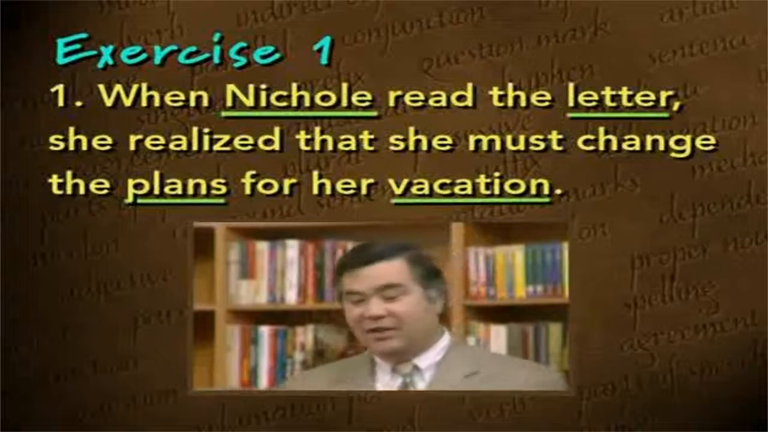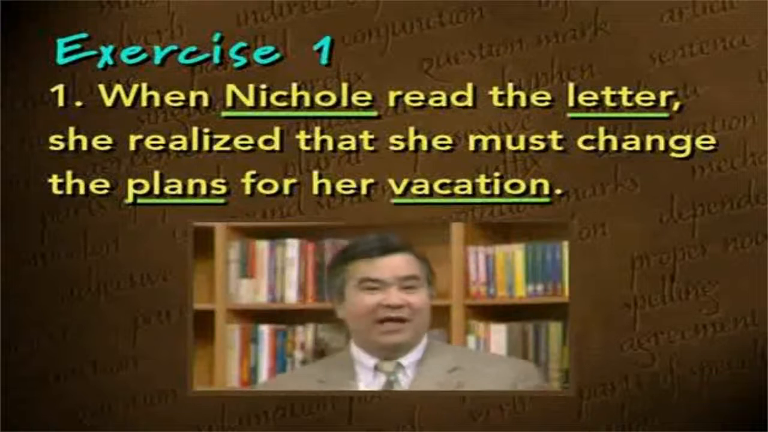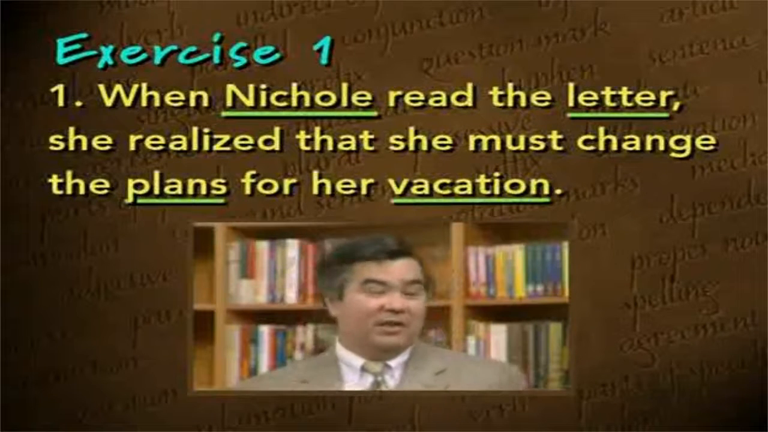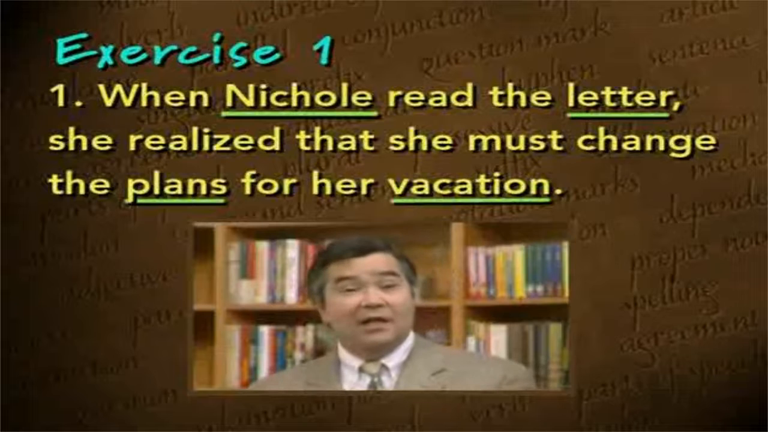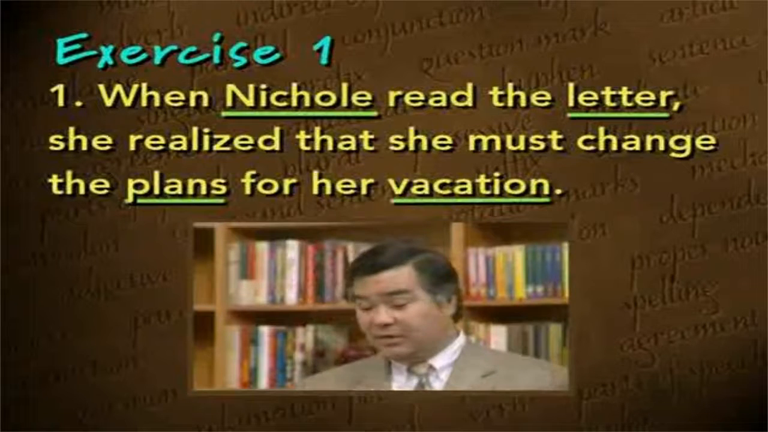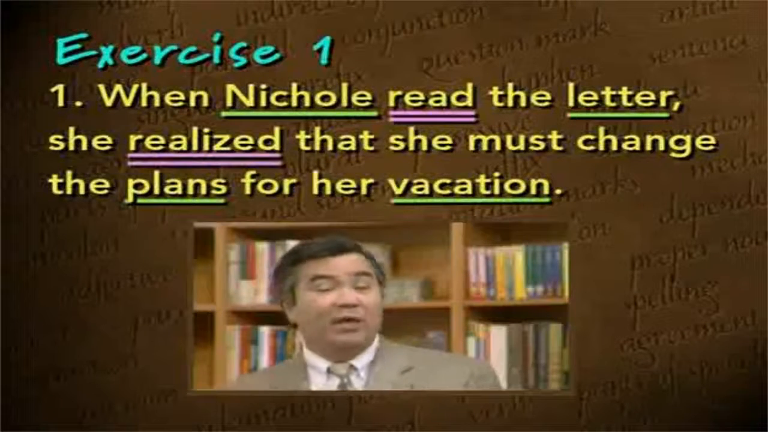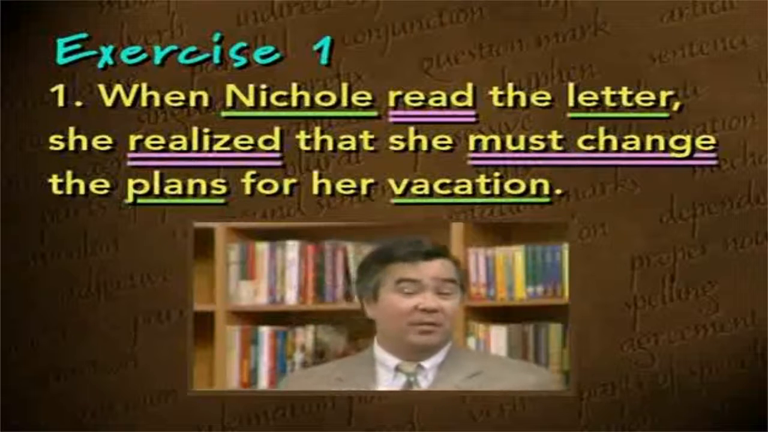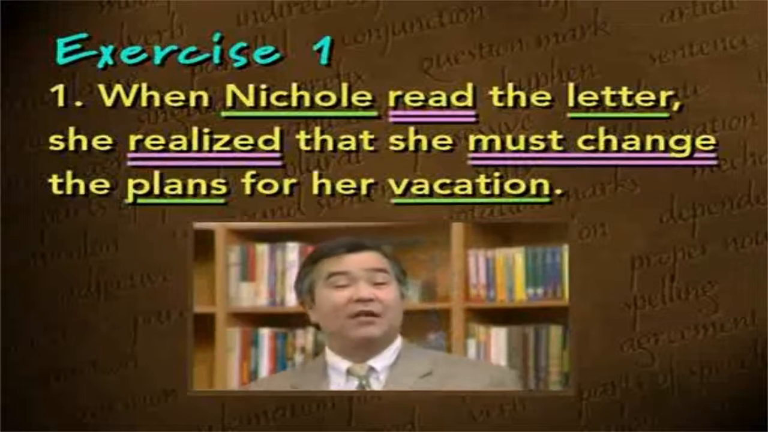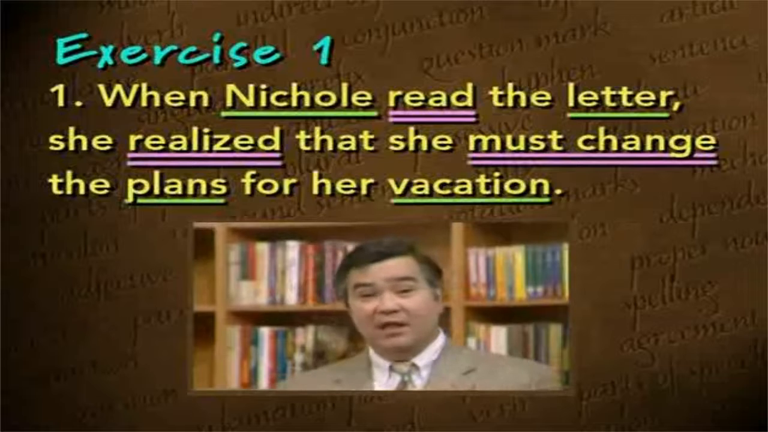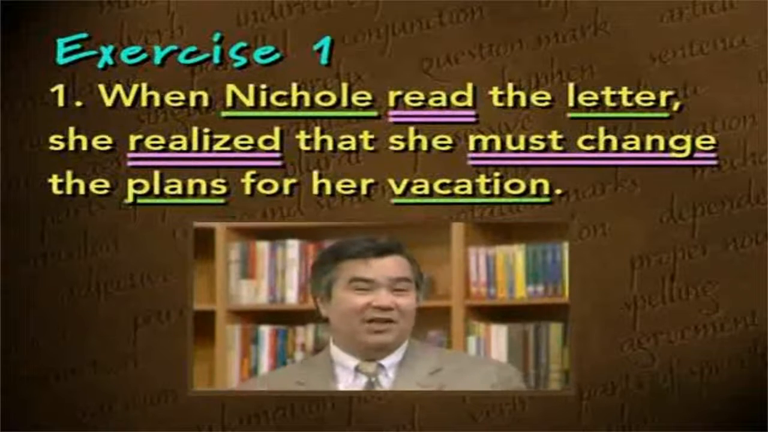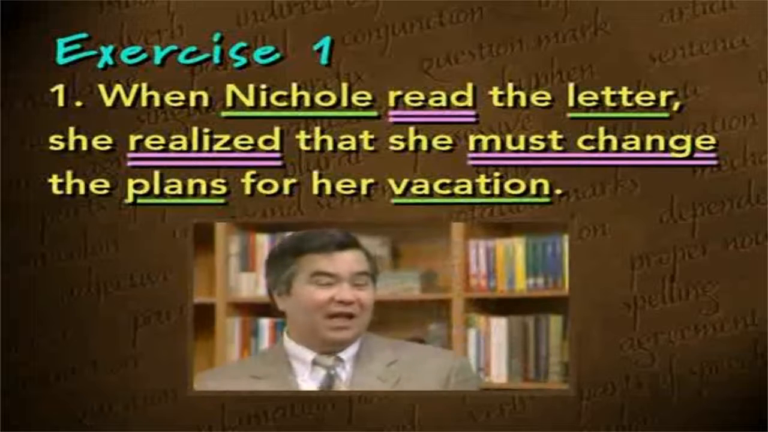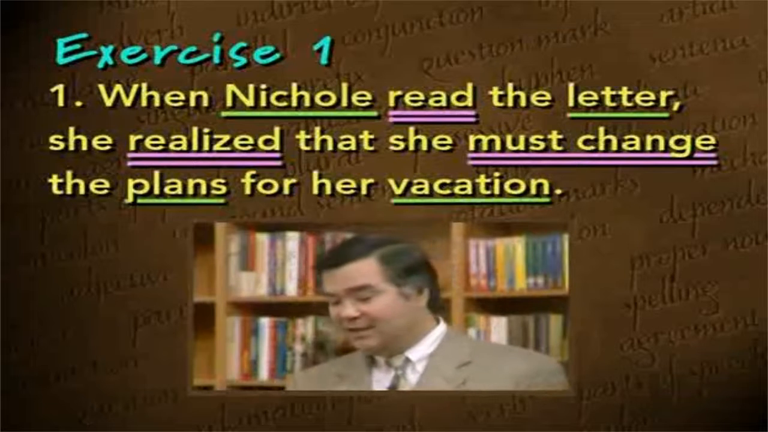The other nouns here are all singular, letter and vacation. What about verbs? How many verbs did you find in this sentence? There are actually 3 different verbs: read, realized, and must change. Remember, some verbs are verb phrases. They consist of more than one word. The verb must change is a verb phrase. It includes the main verb, change, and the helping verb, must.